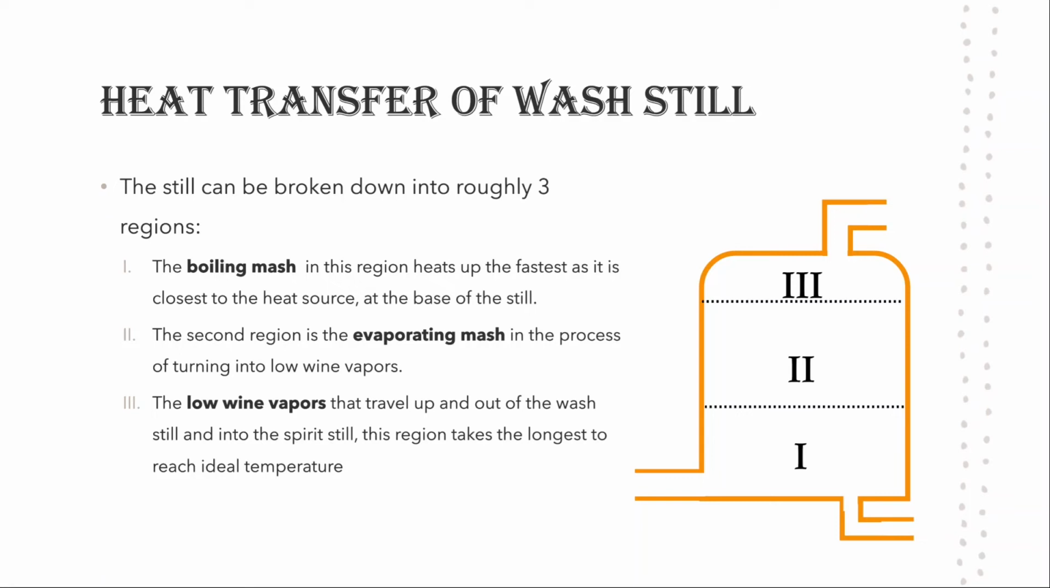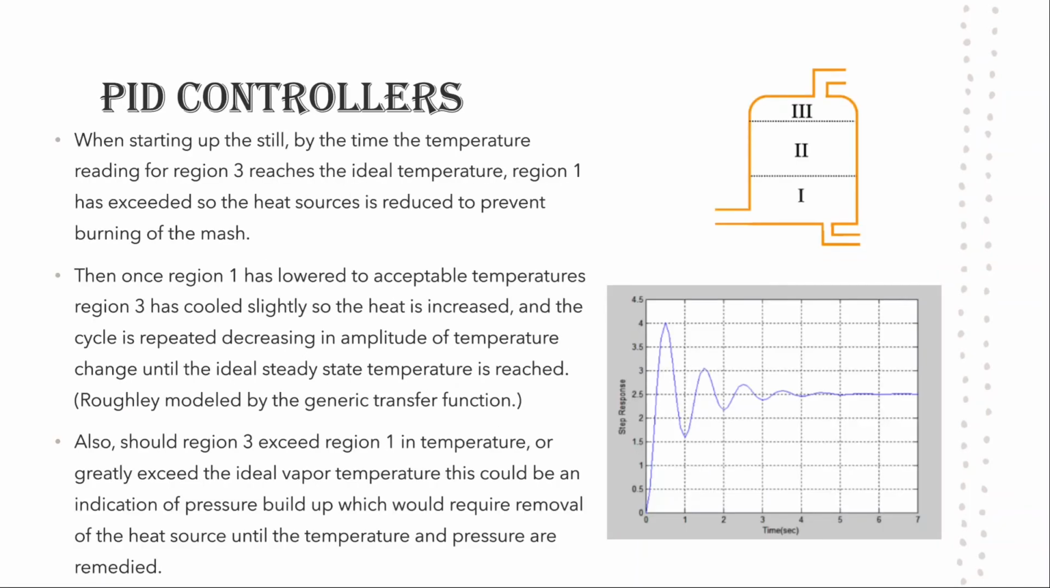The second region consists of boiling liquid mash and evaporating low wine vapors. And the third section accounts for the low wine vapors that are traveling up and out of the wash still. Now, because of the distance between sections 1 and 3, there tends to be, when starting up the system, a major thermal disparity. Now, when starting up a wash still, PID controllers become very important.